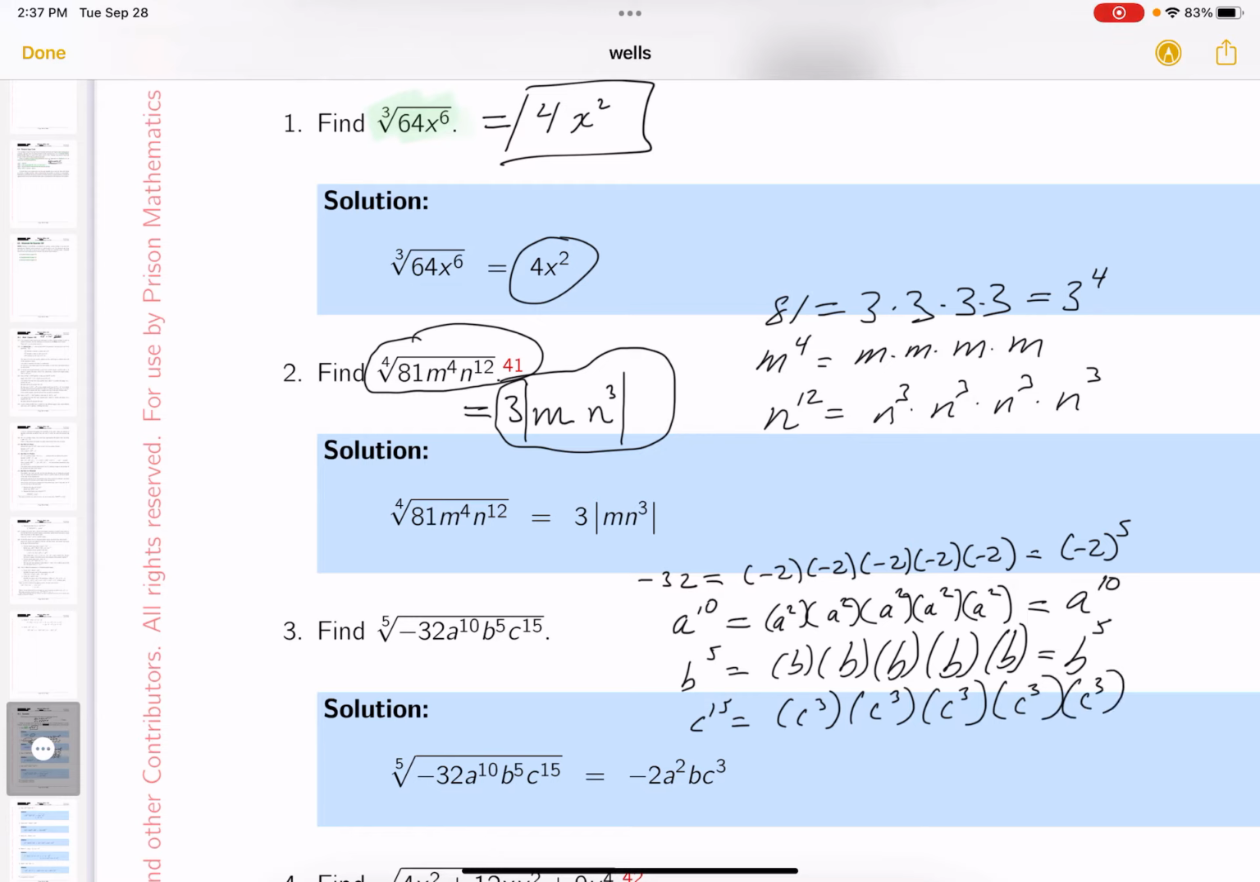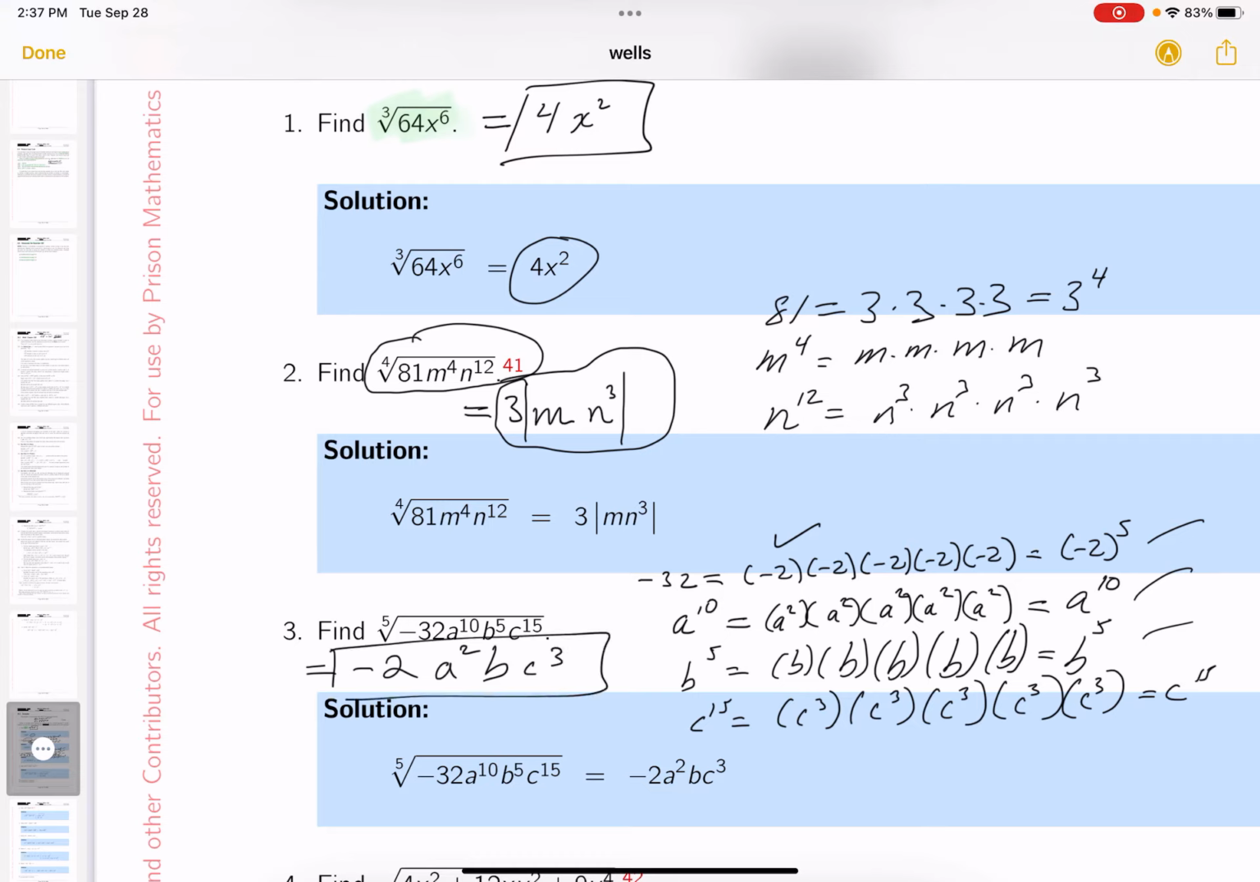All right, was that going to be c to the fifteenth? So let's do the fifth root. So I'm basically looking for one of the 5 factors now. Minus 2. That's one of the 5 factors. a squared, one of the 5 factors. And then it's going to be b, one of the 5 factors. I'm just going through my factor list. And last but not least, it's going to be c cubed.